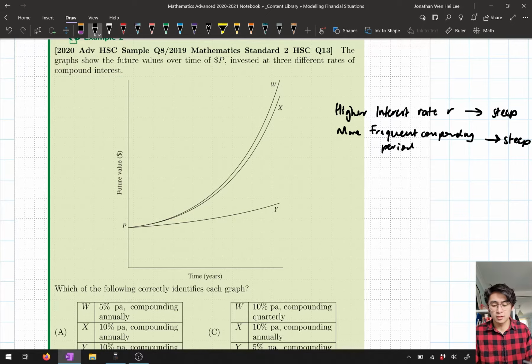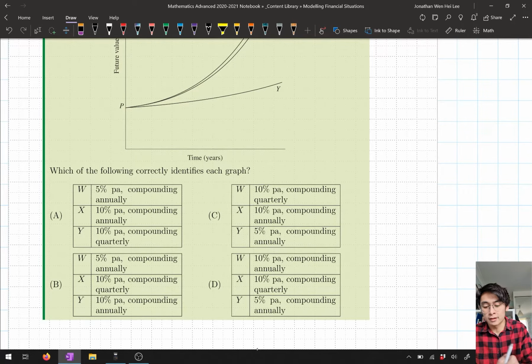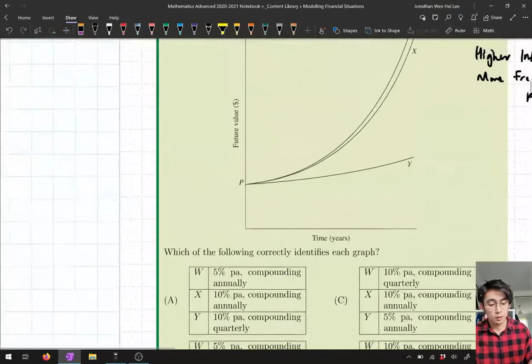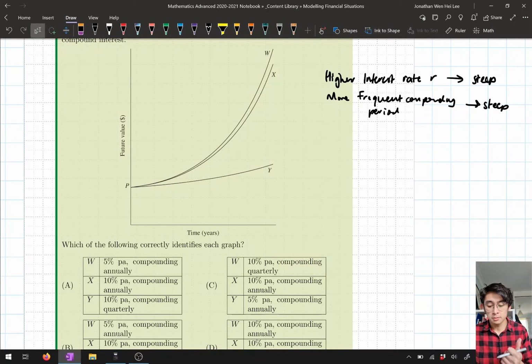So let's have a look at the options that we have here. We've got a few different things. It's got 5 and 10% per annum. And the difference is that they're compounding annually or compounding quarterly. So let's have a look at this first one. The first one here says that W is 5% per annum compounding annually. X is 10% per annum compounding annually, and Y is 10% per annum compounding quarterly.